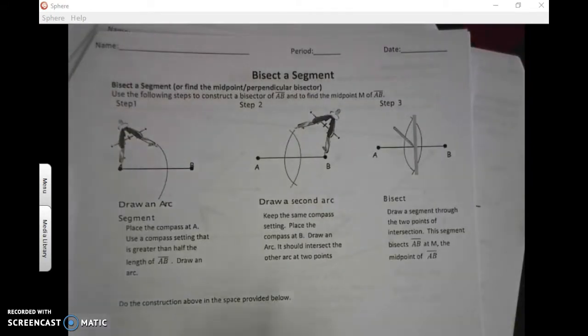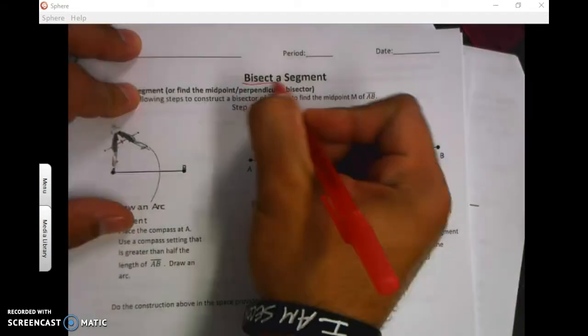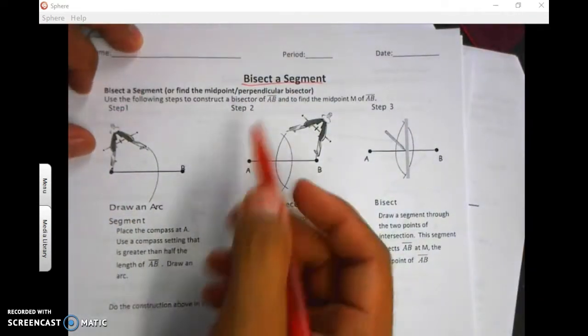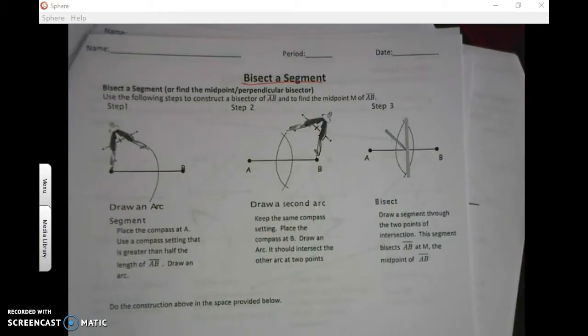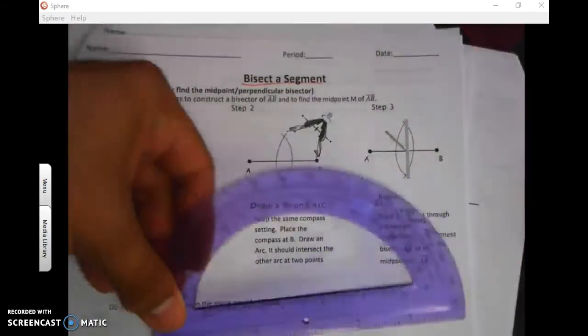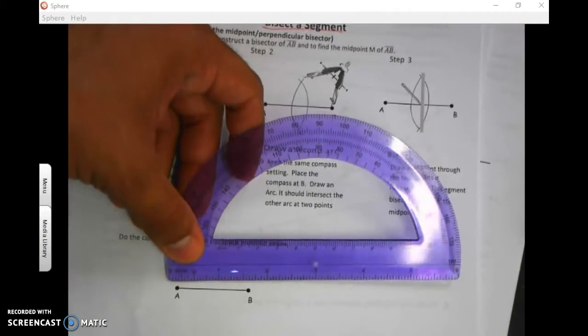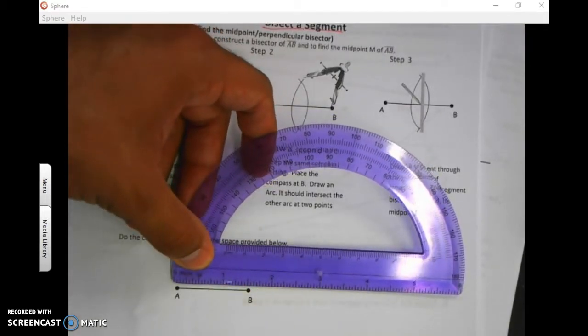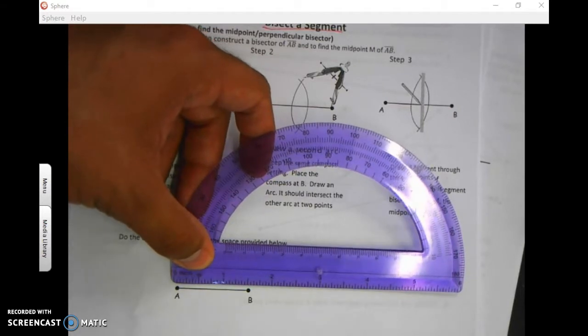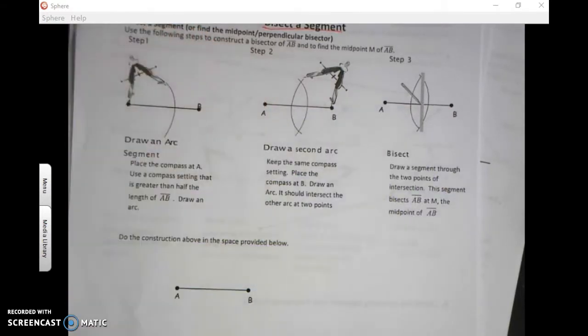All right, on the next page, we have the phrase bisect a segment. So we are going to bisect a segment. If you remember from our vocab from yesterday, bisect means to cut exactly in half. So I know that you could measure a segment, and you could be like, oh, half of this number is this number, and put a point there. But that's not a construction. Okay? To construct it, you have to follow these steps.